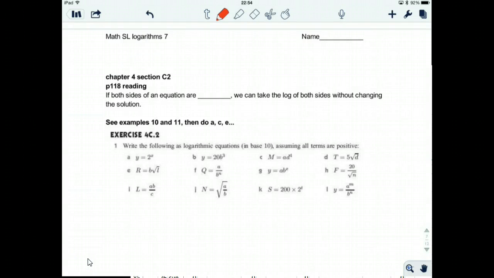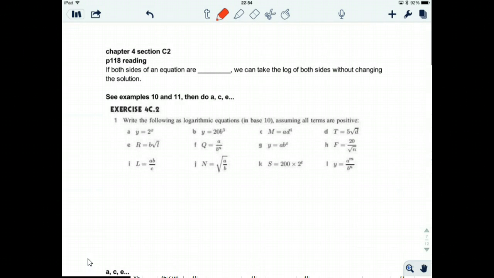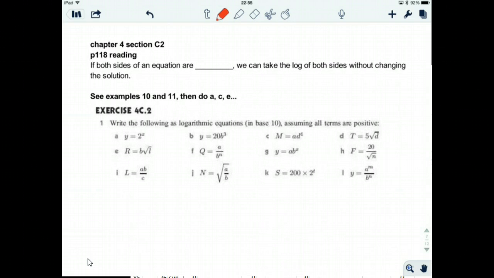Here is page 7 and 8 of the logarithm lectures. If both sides of an equation are equal, we can take the log of both sides without changing the solution. Remember that you can only take the log of a positive number. So we could say if both sides of the equation are positive, then we can take the log of both sides.